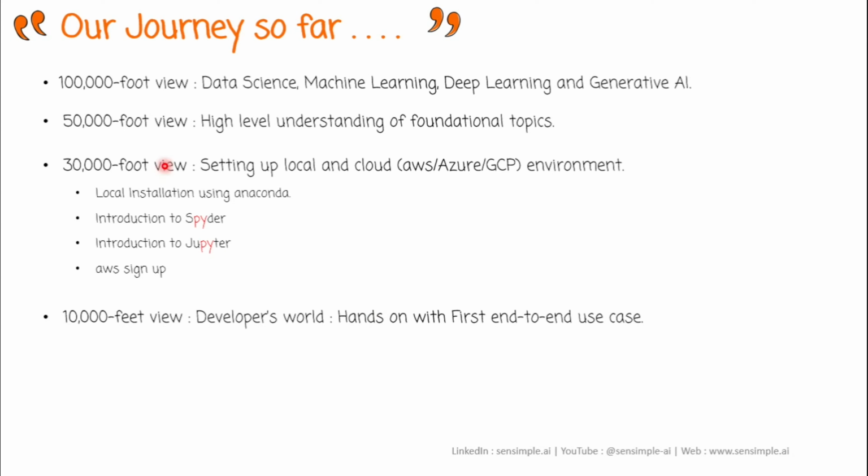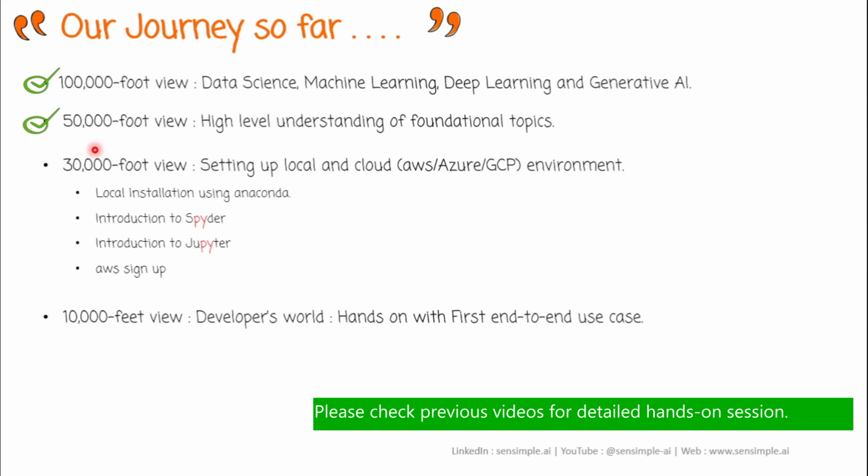We started like a novice at our 100,000 feet view, where at that stage we knew absolutely nothing about data science, machine learning, or AI. We quickly dived to 50k feet view and gathered the knowledge of bare minimum foundational topics to get us started. With that, we set up our own hands-on garage at the 30,000 feet view by installing Python in our local, and we also set up our free tier account in AWS.